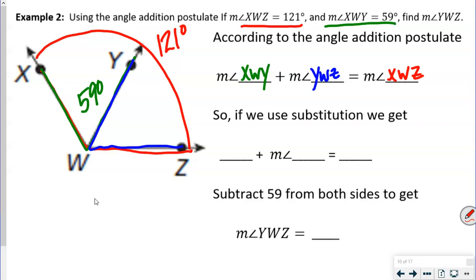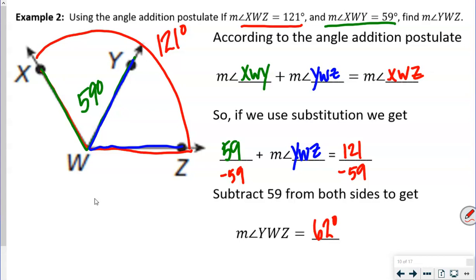So if we use substitution, then we can say that the 59 plus the measure of YWZ is equal to our 121, right? So then what we do is we subtract 59 from both sides. And so we would do minus 59 here. So now we have 0 over there, minus 59 there. And when we do that, we get 62 degrees. So our big angle is 62 degrees.